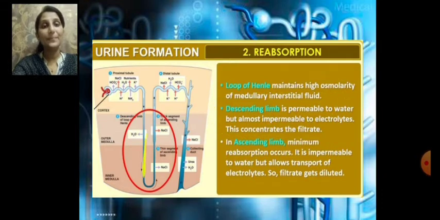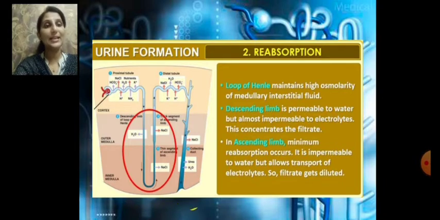This hairpin shaped Henle's loop is divided into two limbs. This is the descending limb which goes downward and the ascending limb which goes upward. The descending limb is permeable to water. It allows water to pass across it, but it is impermeable to electrolytes. It will not allow electrolytes to pass out. And what happens as a result? The urine which is formed initially gets concentrated because all the water goes out of the descending limb.